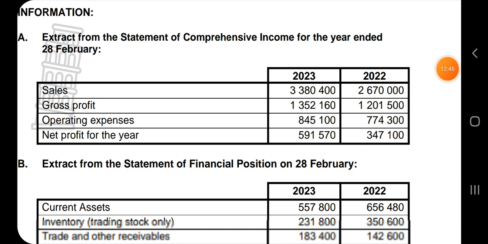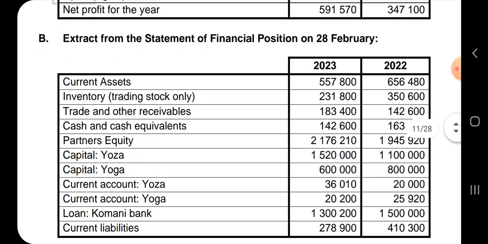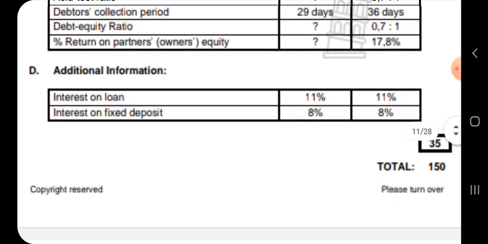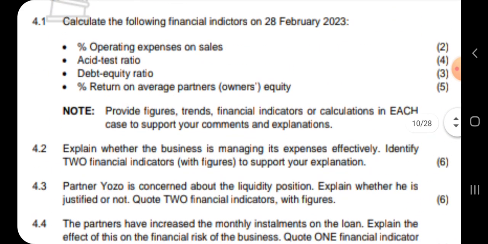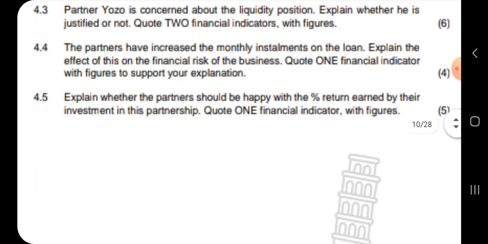So I took the amount of operating expenses, 845,100, and divided by the amount of sales on the 2023 block for 3,380,400 rand. So those are the ones that I took. And now we are going to have to calculate on the next one, acid test ratio.